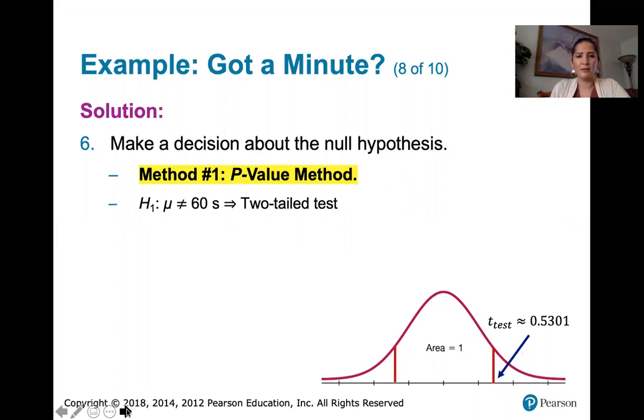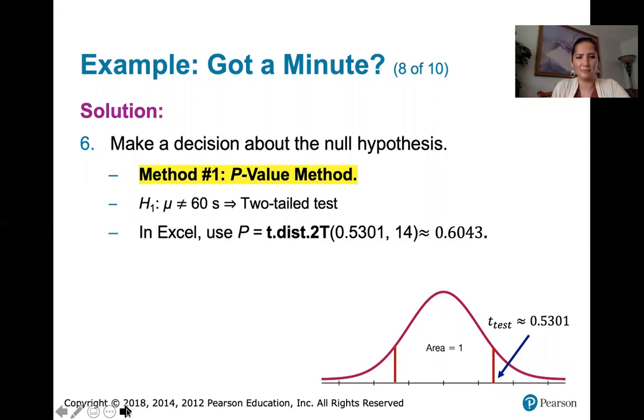To determine what kind of test we need to use, we need to go to the alternative hypothesis. Since the alternative hypothesis has a not equal to sign, we don't care if our test statistic is significantly high or significantly low. If it's significantly different from the mean, we want to count that as significantly different. So we're going to use a two-tailed test as opposed to a left-tailed test or a right-tailed test. And then because we're using a two-tailed test, we can use the function t.dist.2t in Excel in order to find the p-value.